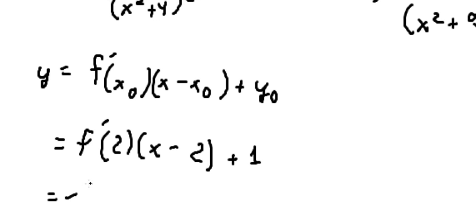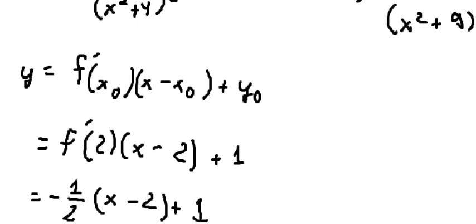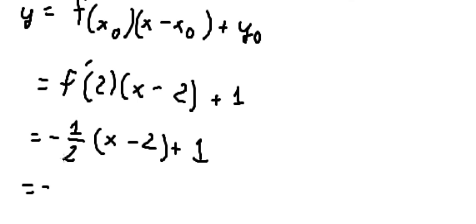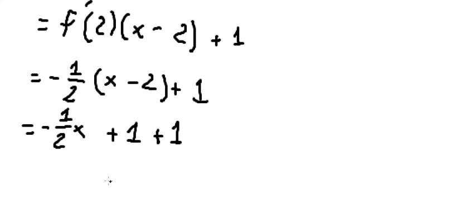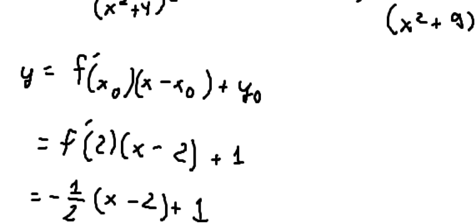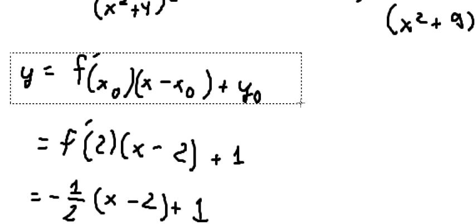We have negative 1 over 2 multiplied by s minus 2 plus 1. And now if we simplify, we have negative 1 over 2 multiplied by s and negative number 2. One plus 1 is 2. Now we can do the same technique for this one.